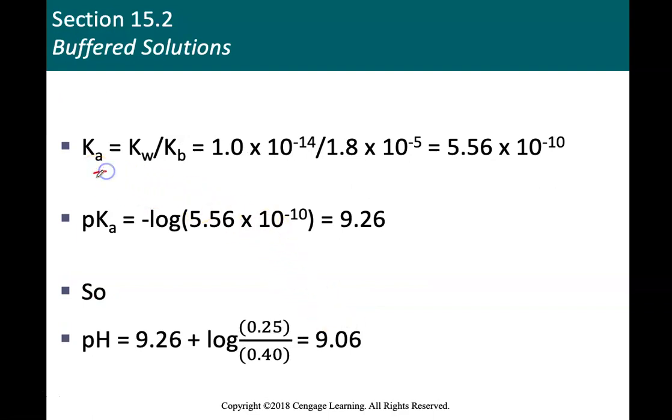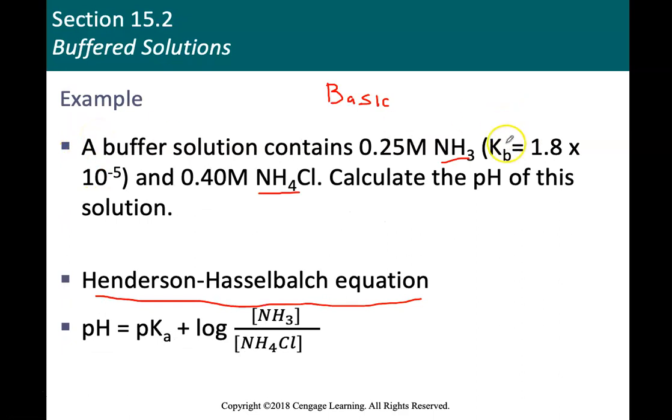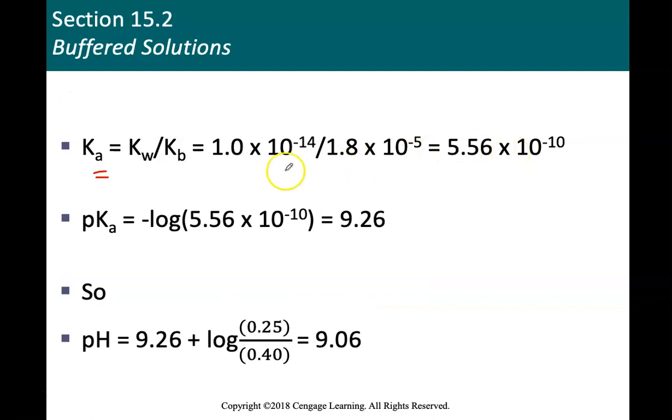One point that you need to realize is that Ka is not provided in this question. Remember that Kb is given because this is a basic buffer. So we need to calculate the Ka because we're using the Henderson-Hasselbalch equation. How do we calculate Ka? From Kw. Substitute those values and it gives you the value of Ka. So now we can find the pKa value. pKa is 9.26.